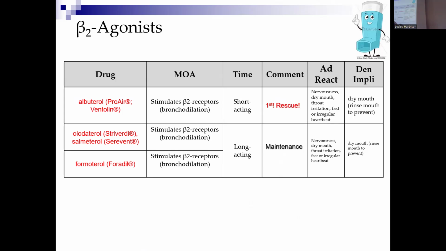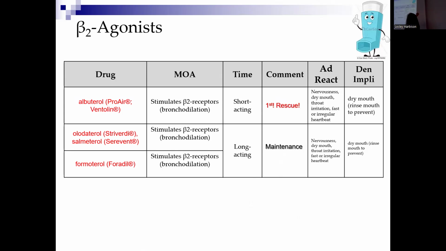And now we have the LABA. It stimulates again the beta-2 bronchodilation: olodaterol, Striverdi, salmeterol, Serevent. Those are long-acting beta agonists. That's more of a maintenance. They might just have to do it once a day, twice a day. They have to do it regularly because if they don't, an asthma attack could be triggered easier.